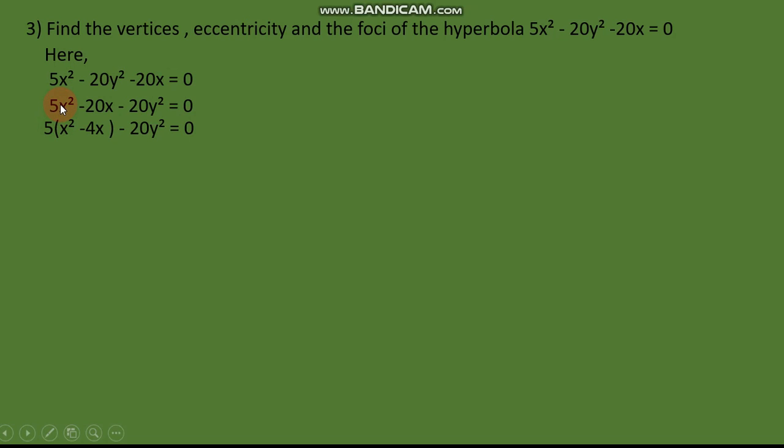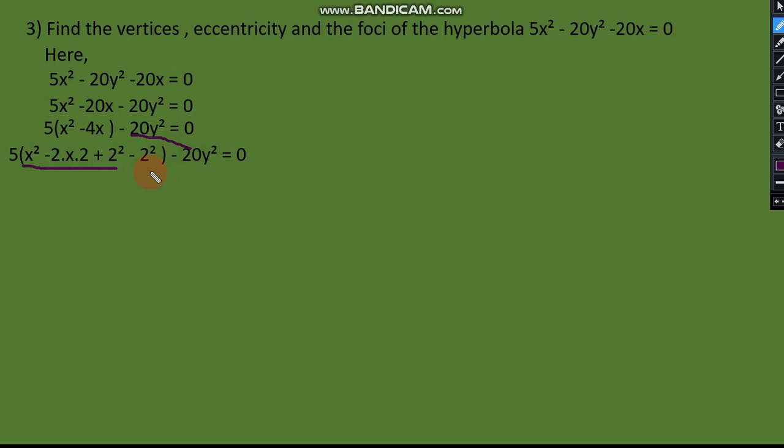Making the coefficient of x² 1, we take 5 as common from these two terms, and we get x² − 4x. Now we make this term a perfect square, using x² − 2·x·a + a², that is (a − b)² form. We have added 2², so we subtract 2², and this −20y² is as it is.